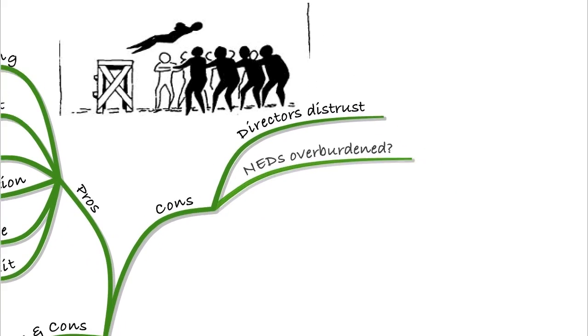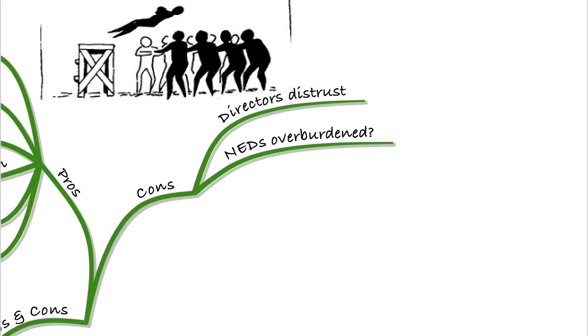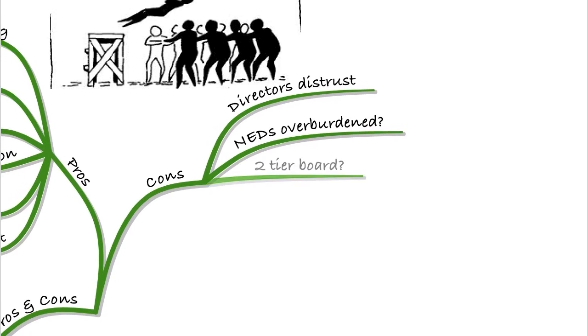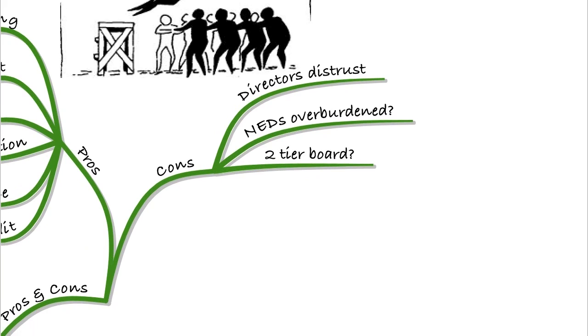You may also find that the non-executive directors become overburdened with the amount of work required on the audit committee. There's going to be a lot of work to oversee the internal controls, to look at the reports from internal audit, and it may be that that's just too much for the non-executive directors on the audit committee. It can be seen also as having a two-tier board, with the audit committee overseeing the executive board, and that may cause problems in terms of communications between the two.